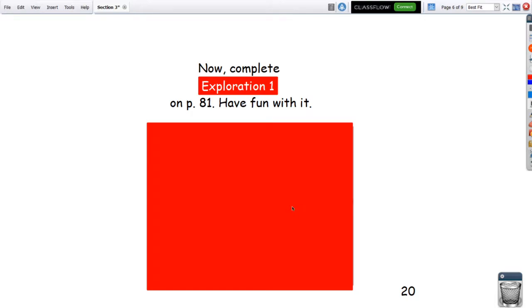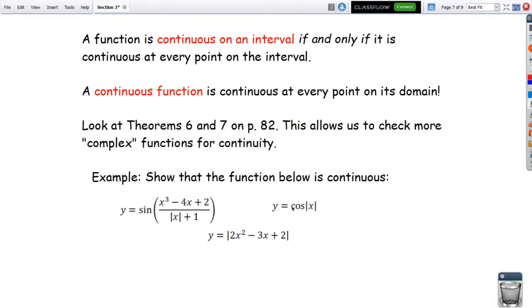So let's turn off the sphere. Let's go down here and just say what we mean by a continuous function. A function is continuous on an interval if and only if it is continuous at every point on that interval. A continuous function is continuous at every point on its domain. See, I had an exclamation point, so I really had to get excited there. We're going to look at Theorem 6 and 7 on page 82 to allow us to check for continuity of more complex functions. All right?